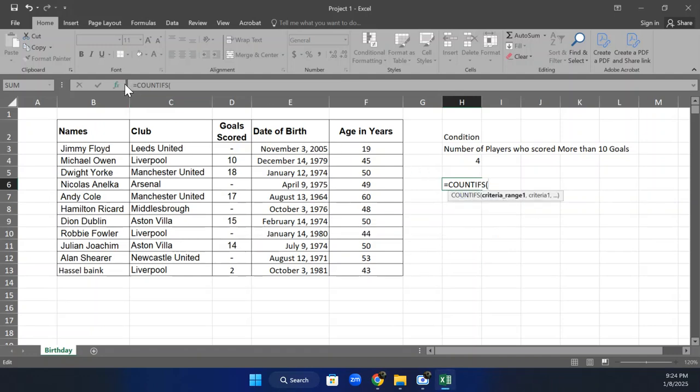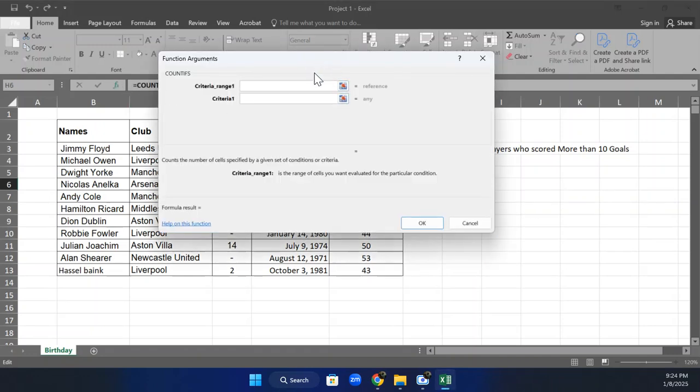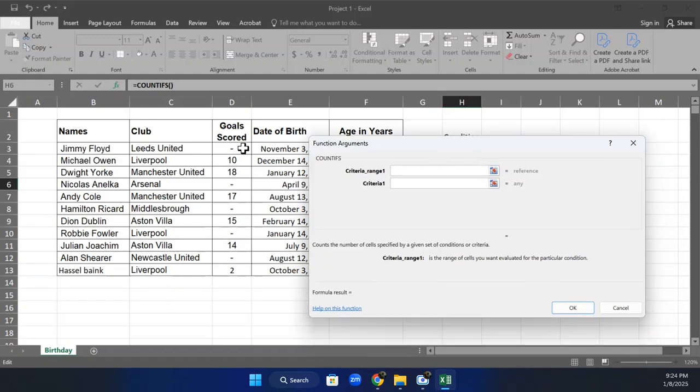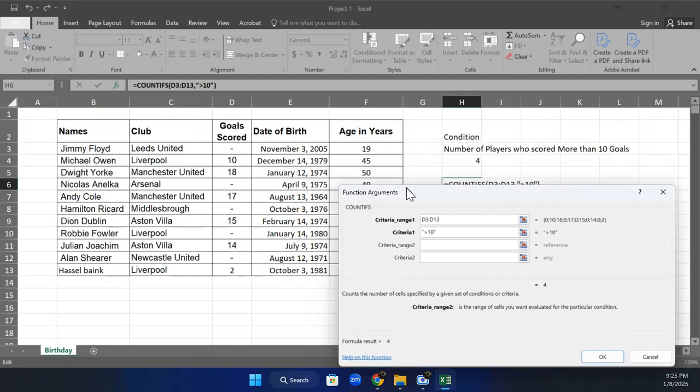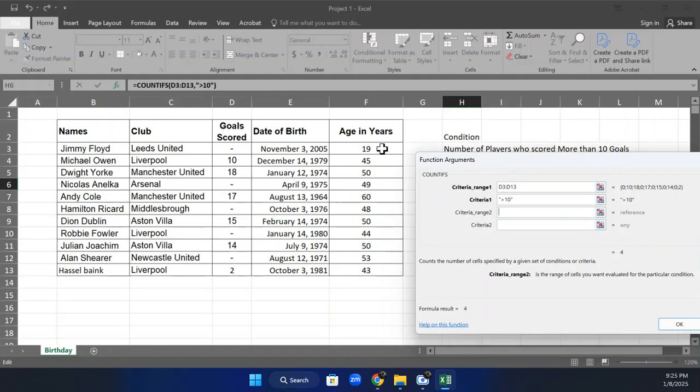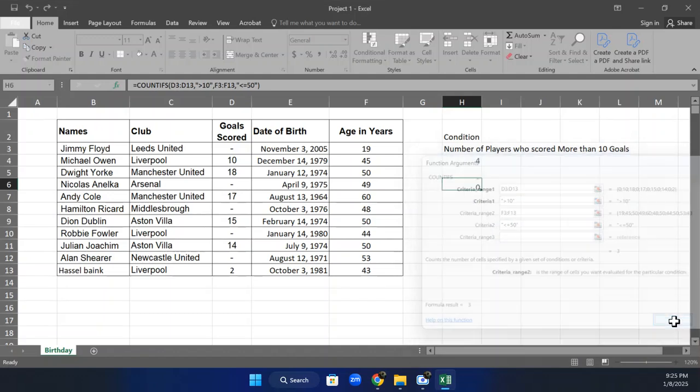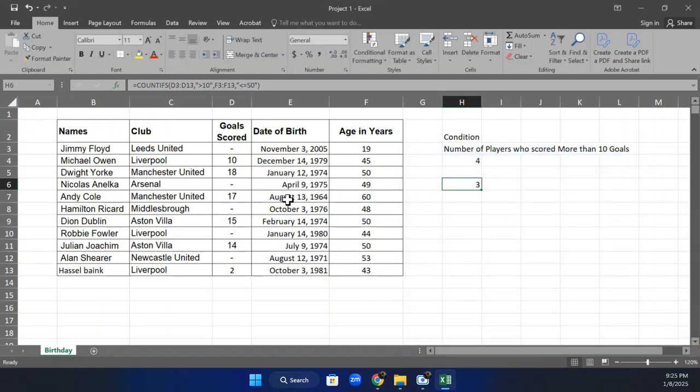So I can click here. The first criteria range is this. Select, then it's greater than 10 goals. Then the second one is this, and here they are less than or equal to 50 years. So when you click OK, there are 3 players.